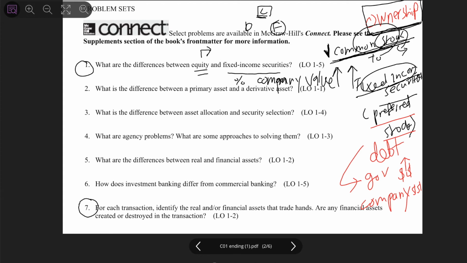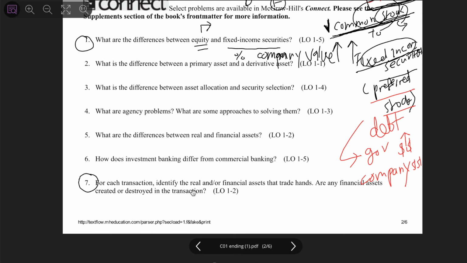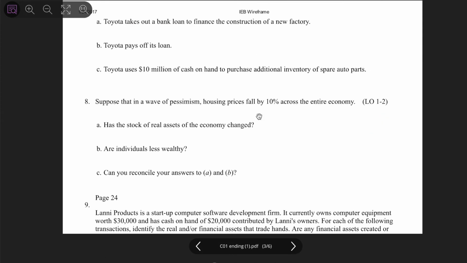So what I want you to do in number 7 is to distinguish between real and financial assets. Okay. So for each transaction, identify the real and/or financial asset that trade hands. Are any financial assets created or destroyed in the transaction? So let's see what happened.